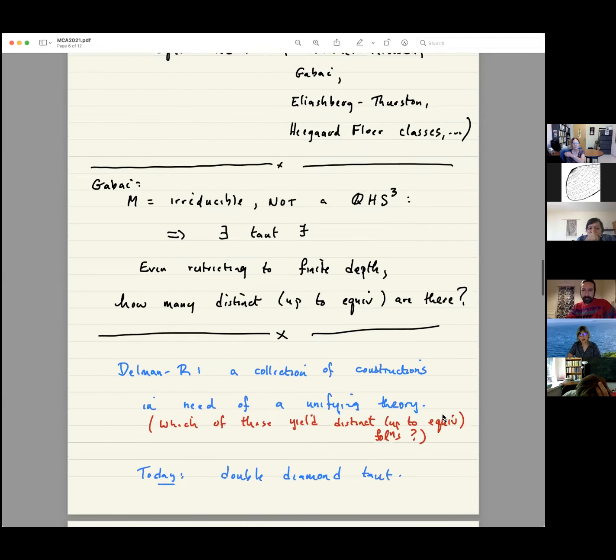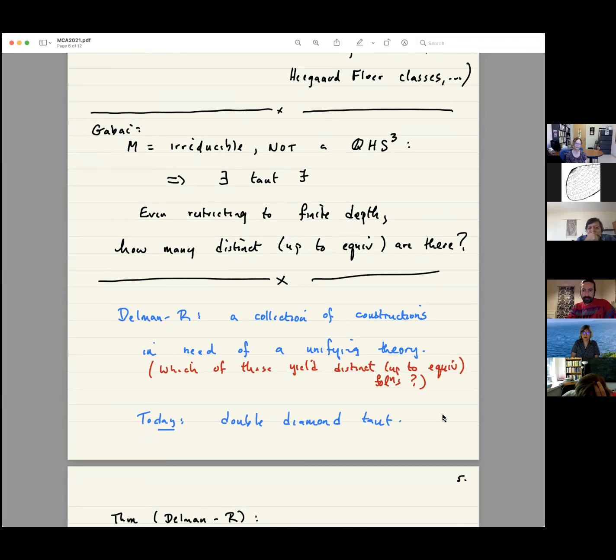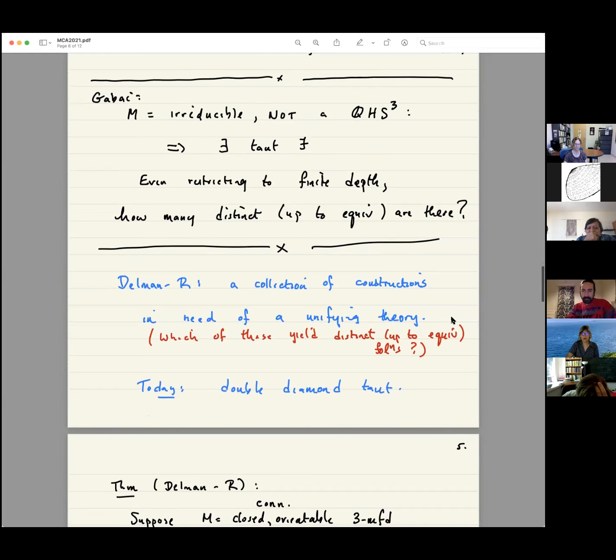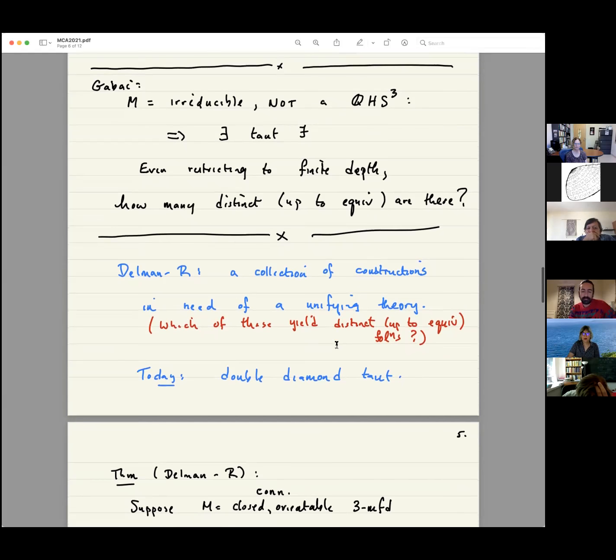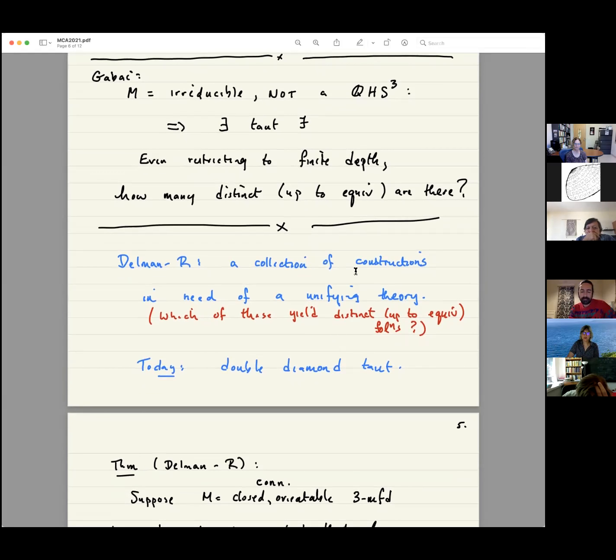And then you can turn to, well, what happens if I'm not in this world? What if I am a rational homology sphere? Or are there other foliations more generally? And Charles Delman and I over the years have developed a collection of constructions, with similarities, slightly different. They're very much in need of a unifying theory, and we don't have that yet. But today I want to talk about one of the constructions, which is the notion of what we call double diamond taut.